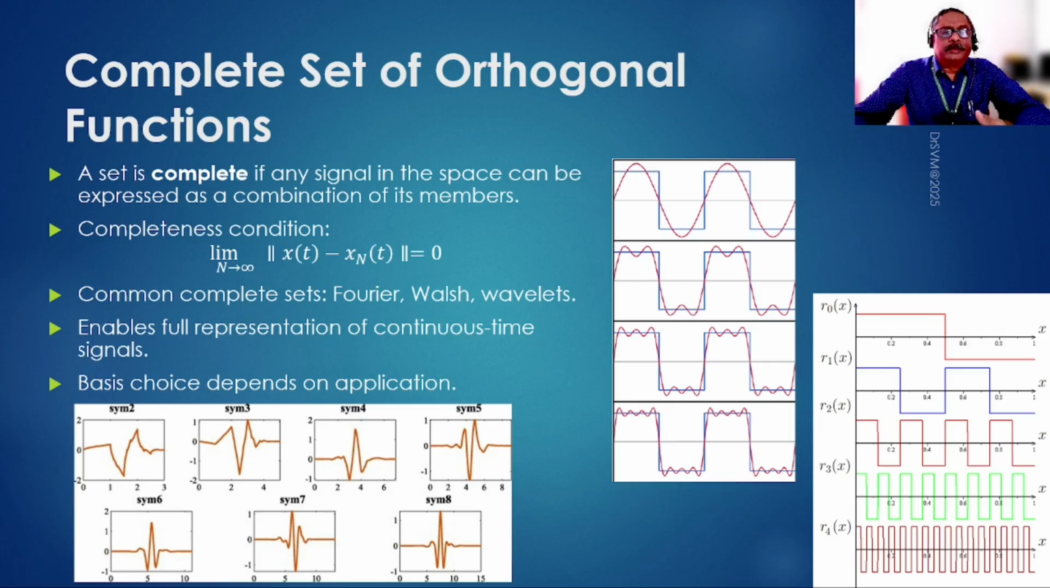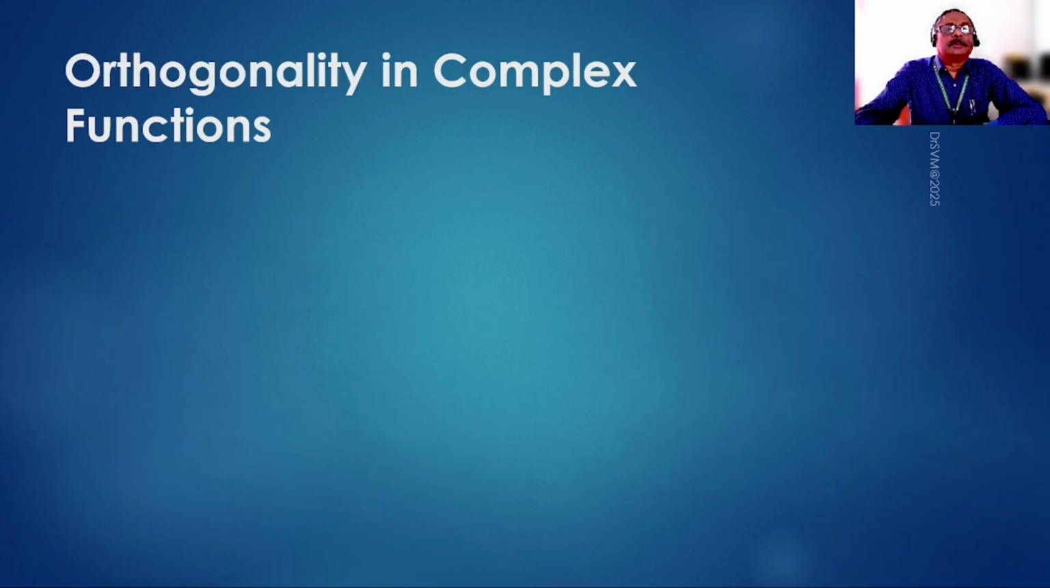In the same way, when we talk about wavelets, we have different wavelet basis functions. A combination of these wavelet functions can represent any given signal. So that's something to do with a complete orthogonal system. Now let's look at what orthogonality in complex functions is all about.